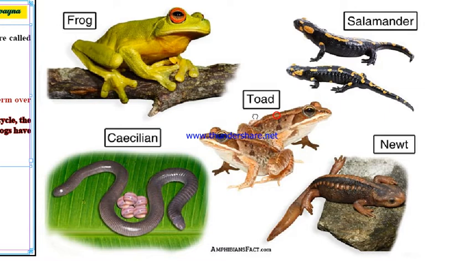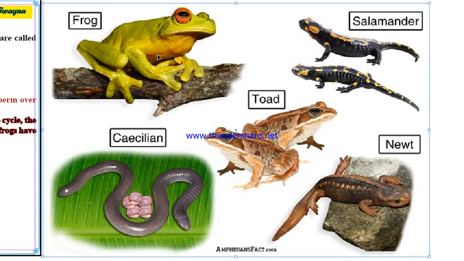Frog, toads. What are the differences between frog and toad? Toads usually cannot breathe through their skin. Toads live completely on land in their adult stage. Whereas frogs are very unique. They can live on both land and water in the adult stage as well. Even as adults, they can breathe through their skin in water. They have a unique ability.